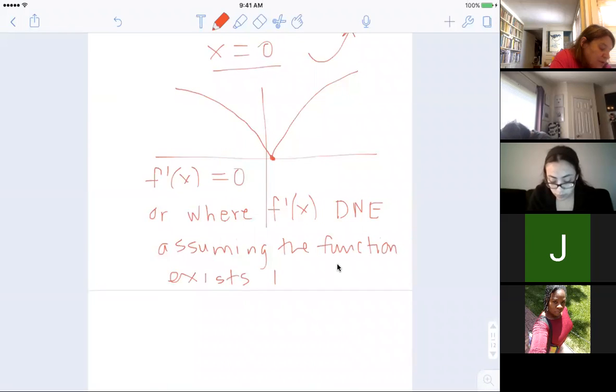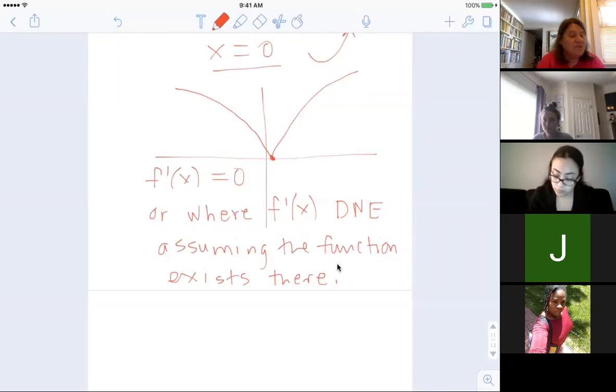I didn't do many of those yesterday, but that's an example of a sharp point. So you can get a critical number from where the numerator in a derivative is 0, or where the denominator is 0, assuming that the function exists there. We'll come back to some of that later. That's a little bit beyond what I wanted to talk about today, but that's a good thing to remember.